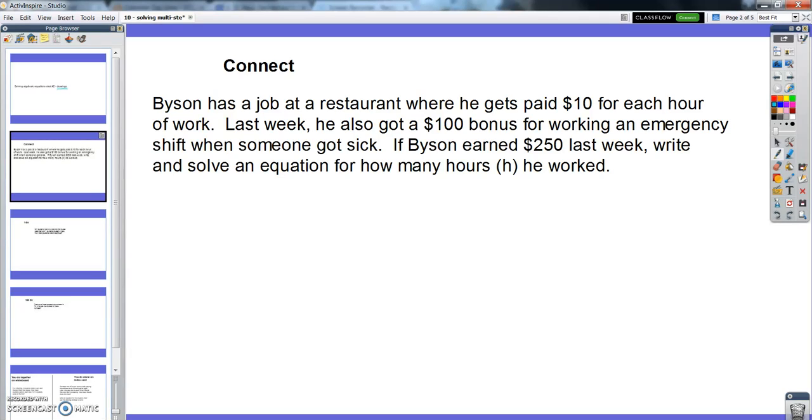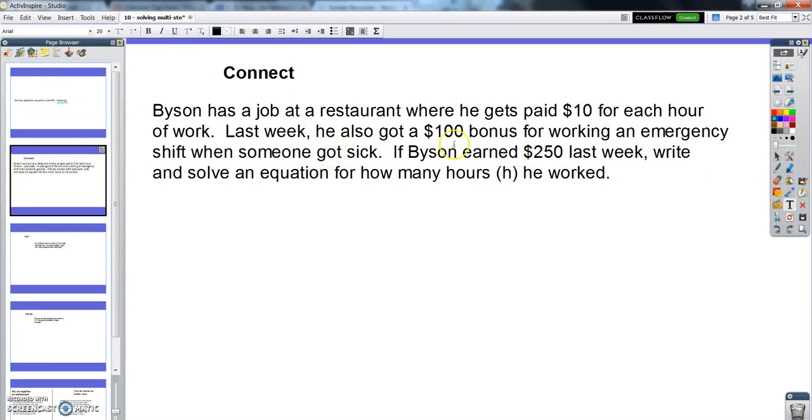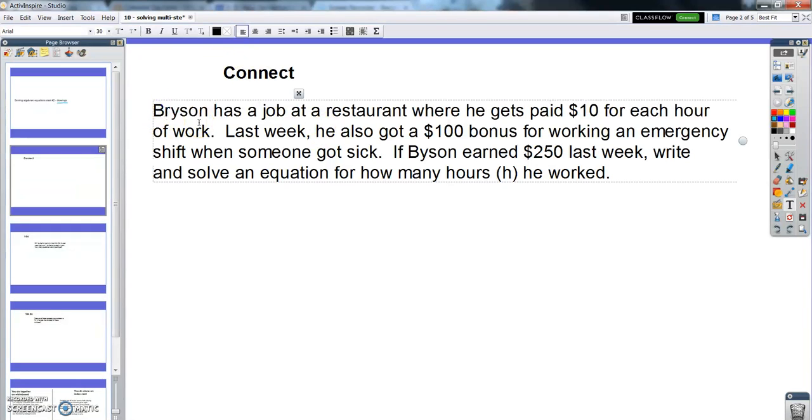Alright, we've done the common sense strategy so far. Let me remind you how that worked real fast. So we looked at problems like this. Bryson has a job at a restaurant where he gets paid $10 for each hour of work. Last week, he also got a $100 bonus for working an emergency shift when somebody got sick. If Bryson earned $250 last week, write and solve an equation for how many hours he worked.